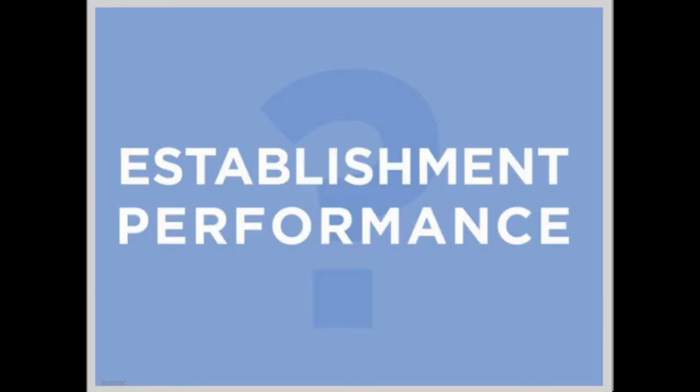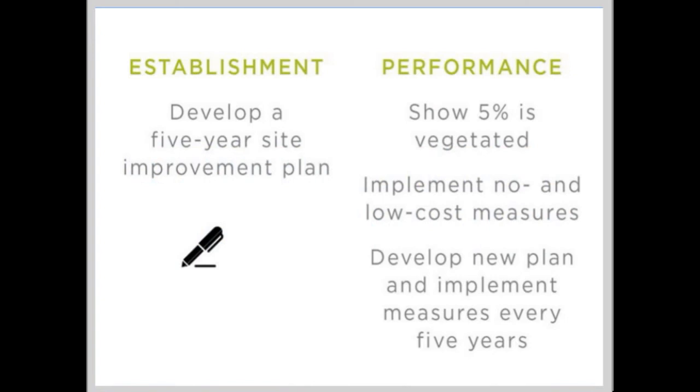As I noted in Module 1, the LEED O&M rating system includes establishment and performance requirements for credits. For this credit, there is an establishment as well as a performance requirement, as you can see here. While the establishment requirement is to develop a 5-year site improvement plan, the performance requirement includes 3 individual objectives. The first is to demonstrate that 5% is vegetated. The second is to implement no and low-cost measures. And the third is to develop a new plan and implement measures every 5 years. Remember, 5% and 5 years are key here.